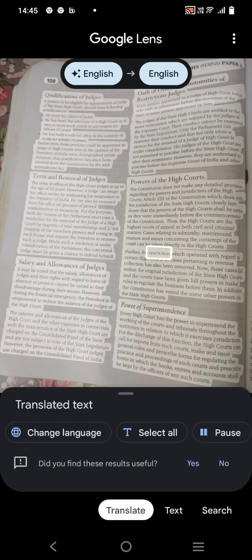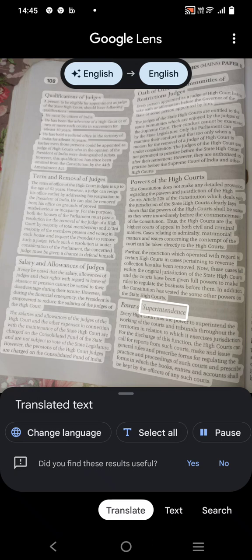Further, the restriction which operated with regard to certain high courts in cases pertaining to revenue collection has also been removed. Now, these cases fall within the original jurisdiction of the state high courts, and the courts have been given full powers to make laws to regulate the business before them. In addition, the Constitution has vested some other powers on the state high courts.